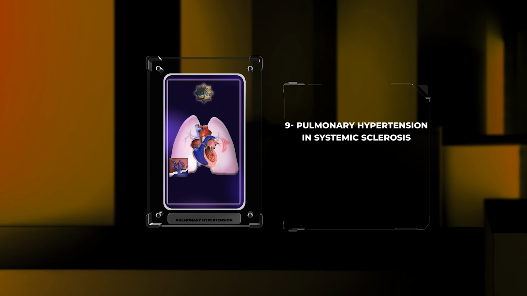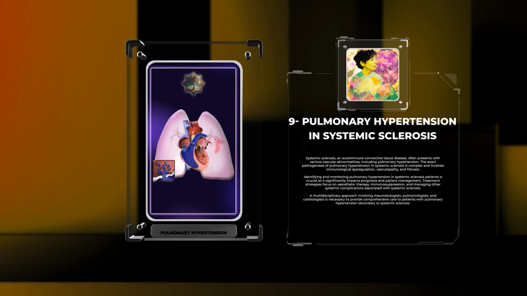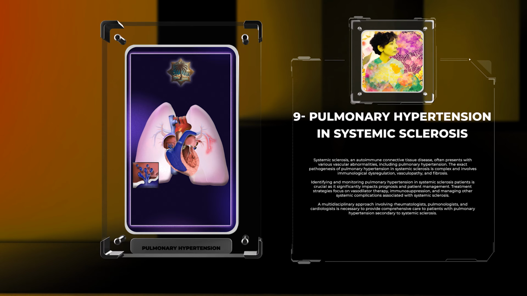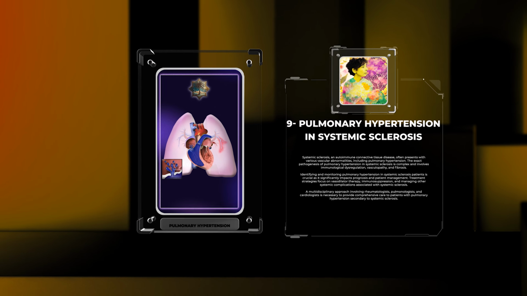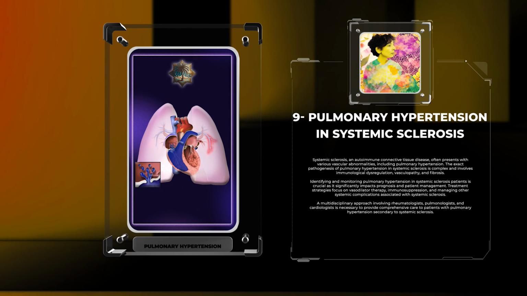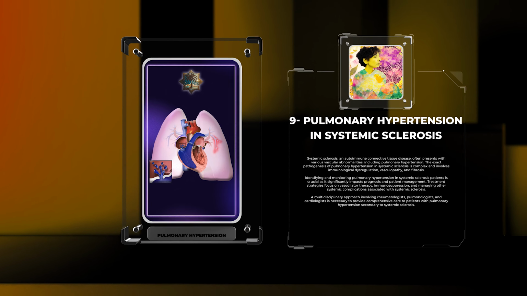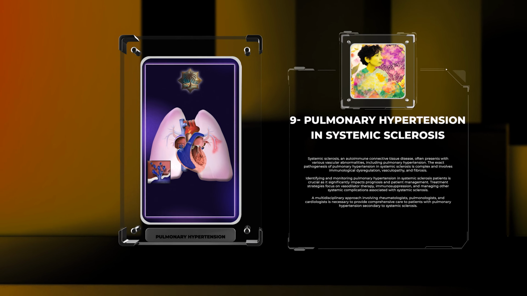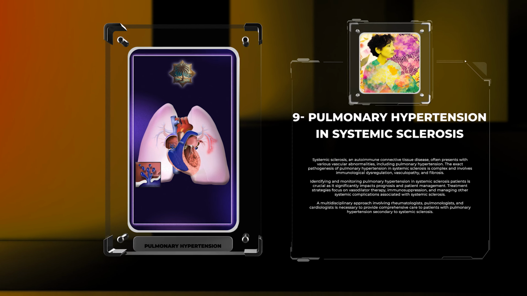Systemic sclerosis, an autoimmune connective tissue disease, often presents with various vascular abnormalities, including pulmonary hypertension. The exact pathogenesis of pulmonary hypertension in systemic sclerosis is complex and involves immunological dysregulation, vasculopathy, and fibrosis. Identifying and monitoring pulmonary hypertension in systemic sclerosis patients is crucial as it significantly impacts prognosis and patient management. Treatment strategies focus on vasodilator therapy, immunosuppression, and managing other systemic complications associated with systemic sclerosis. A multidisciplinary approach involving rheumatologists, pulmonologists, and cardiologists is necessary to provide comprehensive care to patients with pulmonary hypertension secondary to systemic sclerosis.